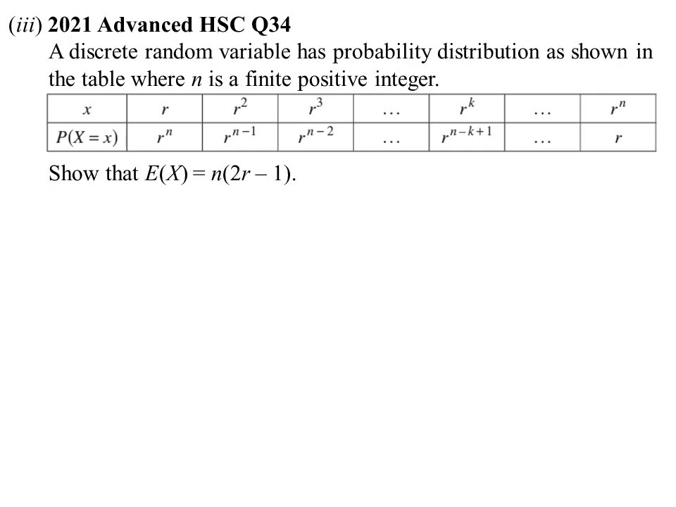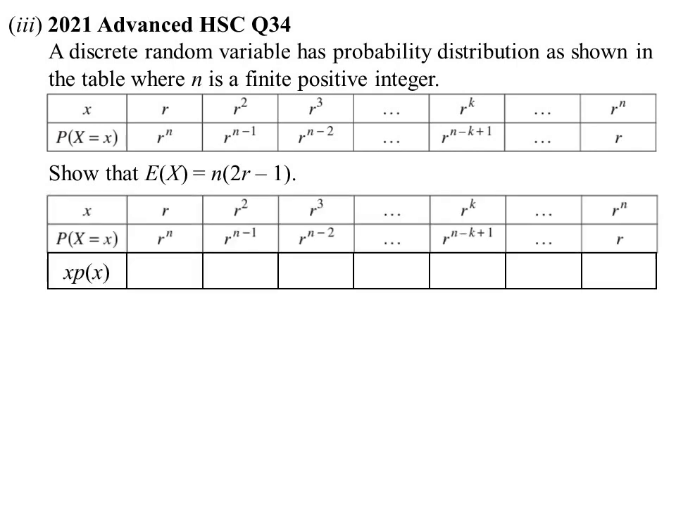This one came from 2 years ago. And it combined this with the stats stuff that we do. So a discrete random variable has a probability distribution as shown. n is a finite positive integer. The expected value. All right, expected value. What was that one again? We needed to write a new table.